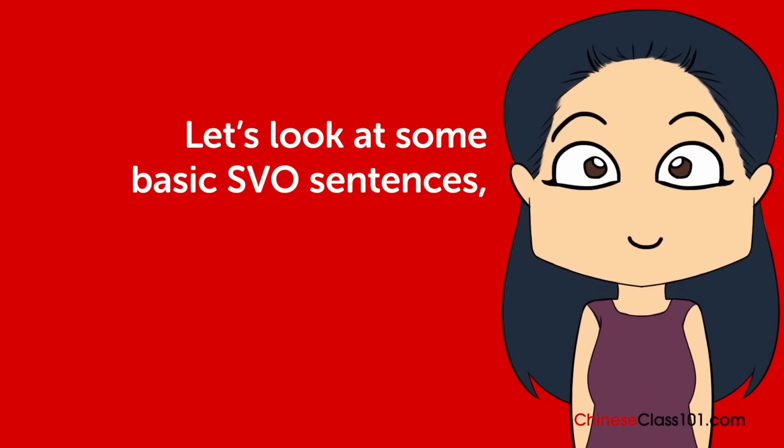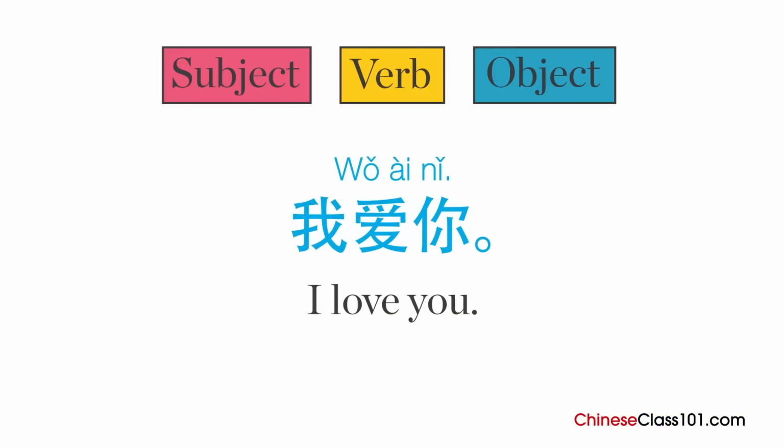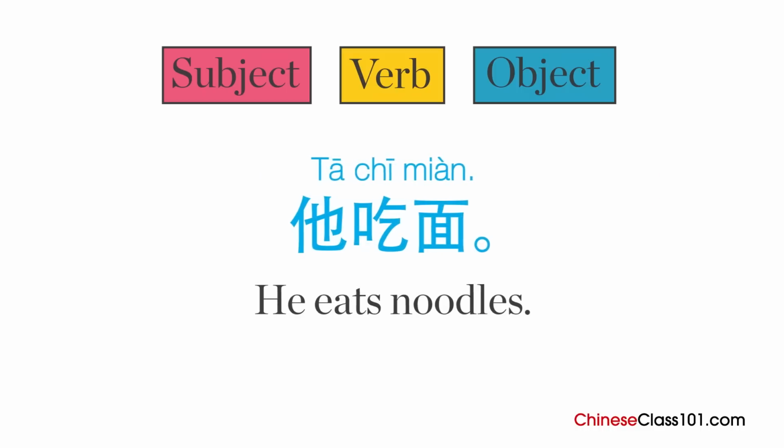Let's look at some basic SVO sentences, which are sentences with subject plus verb plus object word order. 我爱你, I love you. The subject is 我, the verb is 爱, and the object is 你, just like in English. 他吃面, he eats noodles. The subject is 他, the verb 吃, and the object 面.